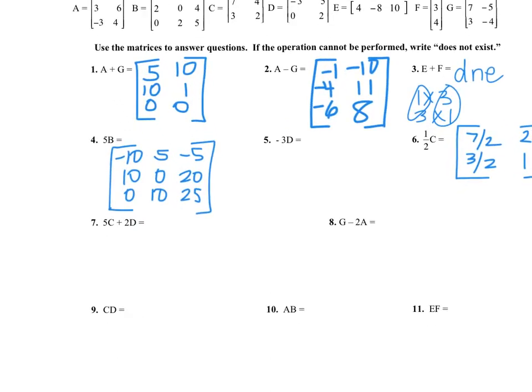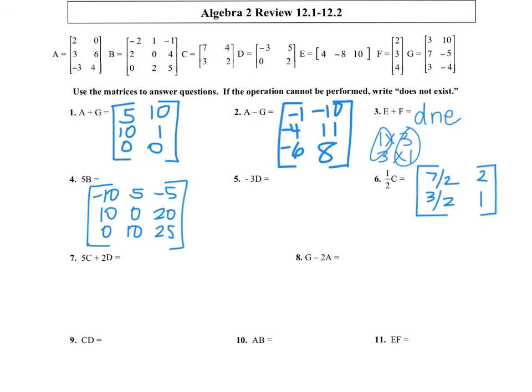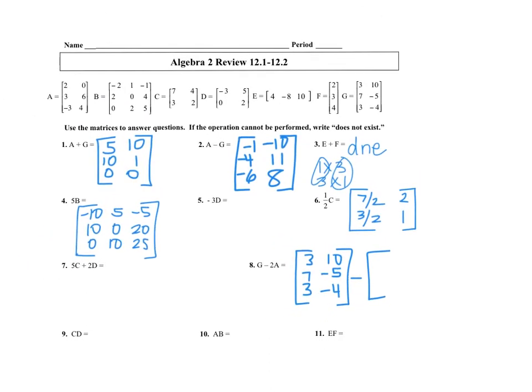Okay, I'm going to let you do number 7 on your own, but let's do number 8 right now. We're going to do G minus 2A. Now, for me, personally, I need to write this down. So G is 3, 10, 7, negative 5, 3, negative 4. And I'm going to subtract 2 times A. So I'm going to go over here to matrix A, and I'm going to multiply it by 2. I'm going to get 4, 0, 6, 12, negative 6, 8.